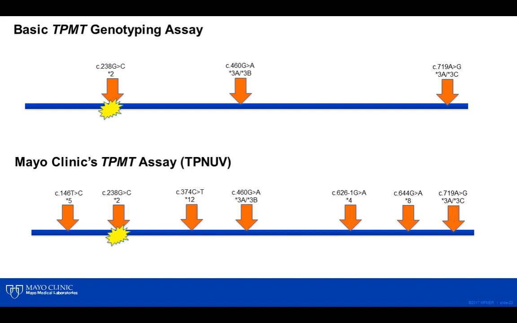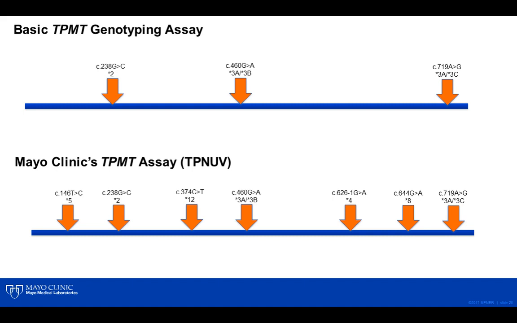The yellow symbol indicates that this example patient is positive for a genetic variant at this position. There is an orange arrow present at this position in both assays, so this variant can be detected by both assays. And so in this case, the result for the patient in the top assay would be *2, and the result for the patient on the bottom assay would also be *2. So now let's look at a different example. In that case, basically both patients would be resulting in intermediate activity and be the same result.